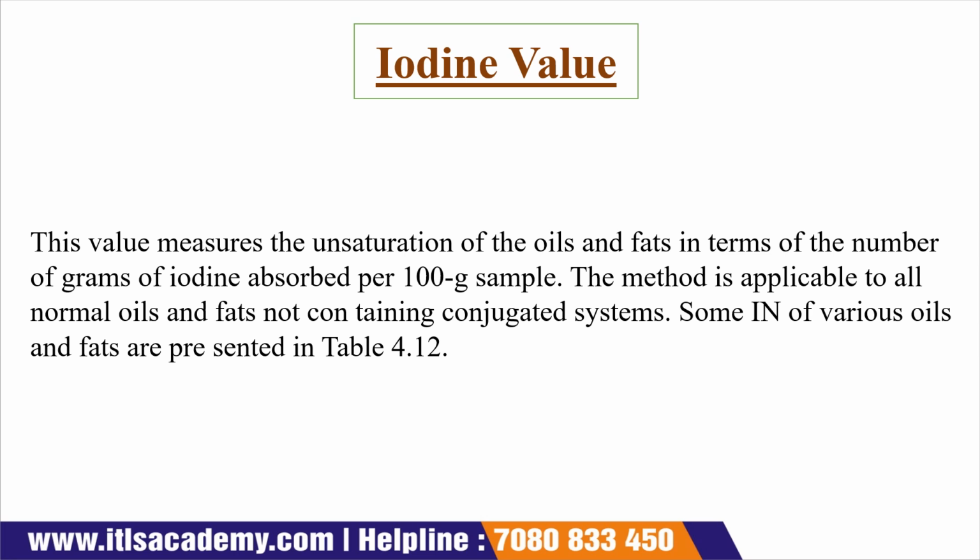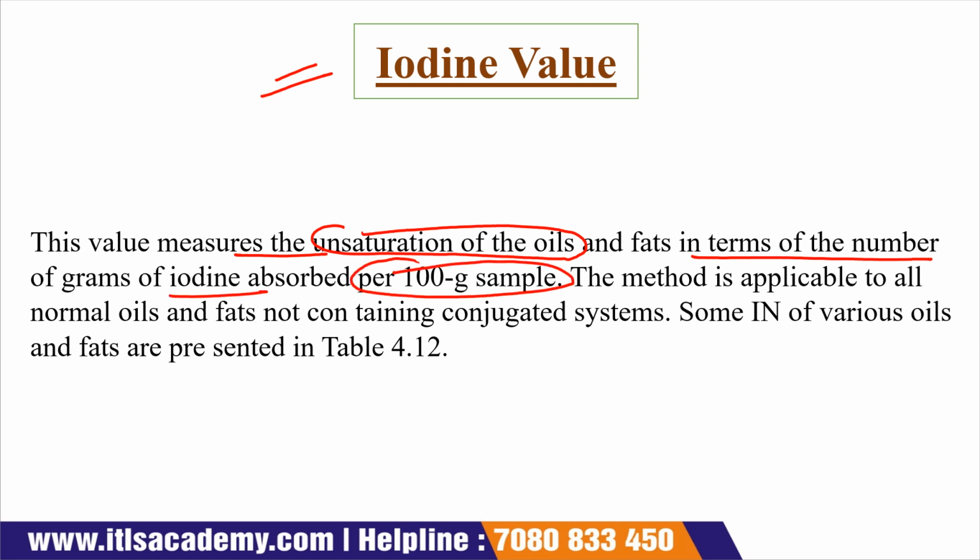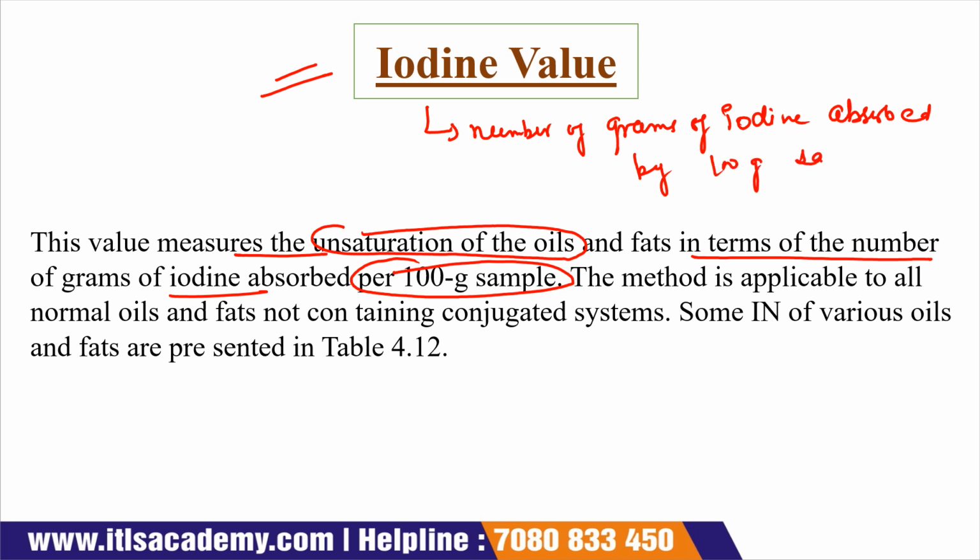Next is the iodine value. This value measures the unsaturation of the oil. For the measurement of the unsaturation in oil and fat, we use the iodine value, in terms of the number of grams of iodine absorbed per 100 grams of sample. So iodine value is defined as the number of grams of iodine absorbed by 100 grams of sample, and it is used for the measurement of the unsaturation of the oil. This method is applicable to all types of normal oil and fat, but not those containing a conjugated system. Some iodine values of various oils and fats were already discussed in the previous table.